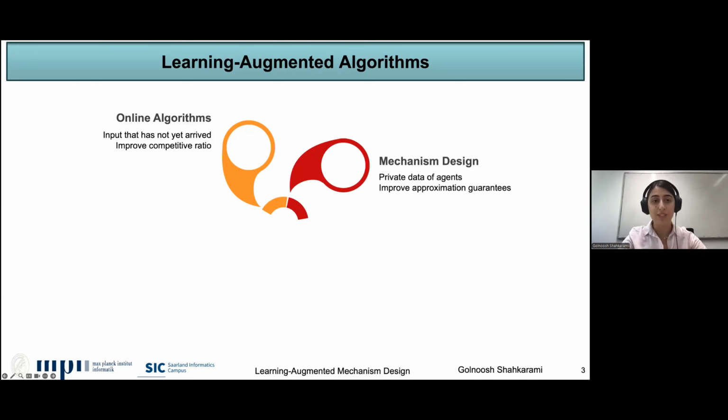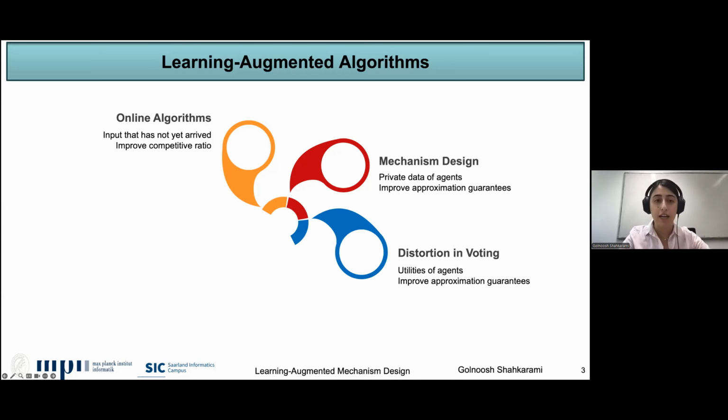Another area where we can use algorithms with prediction is mechanism design. In mechanism design, we have some strategic agents. They have some private data that they can lie about. And we are looking for truthful or strategy-proof mechanisms, which means that we want to design a mechanism in which no agent has incentive to lie. So we can ask for prediction about this private data that agents can lie about. And ideally, we would like to improve the approximation factor of the truthful mechanism in case of having good prediction while being robust against any bad prediction.